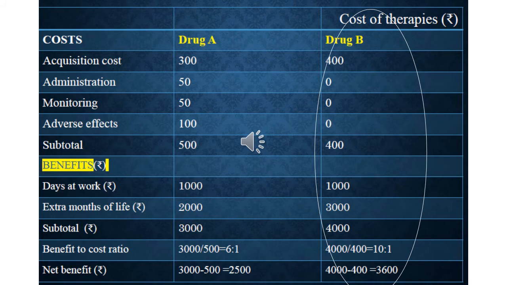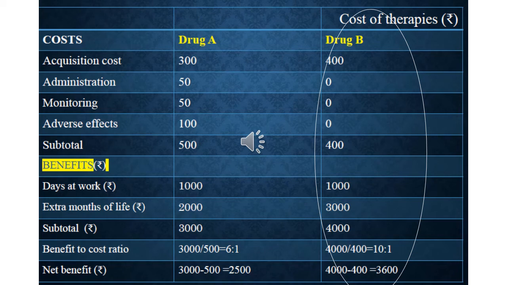Let us now understand cost-benefit analysis with the help of an example. Consider two drugs, namely drug A and drug B. Now the cost of drug A is 500 while that of drug B is 400. If you look at the benefits, you will observe that they have been converted to monetary terms. So if you see the benefits, the days at work, you will see some amount in rupees. If you see extra months of life, you will see some amount in rupees. That is because extra months of life means you have extra capacity to work, so you will have some income. So in that way it has been converted and written in terms of some monetary value.